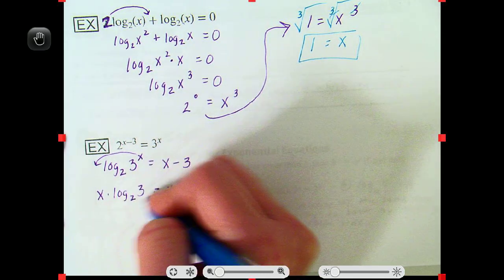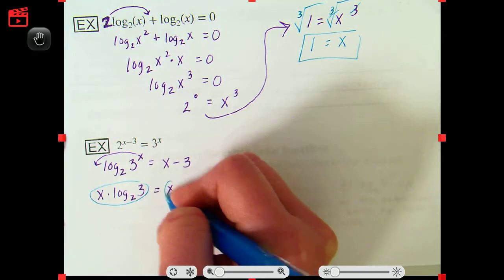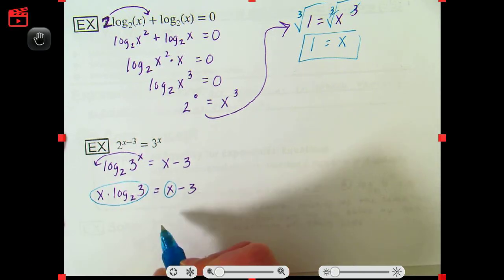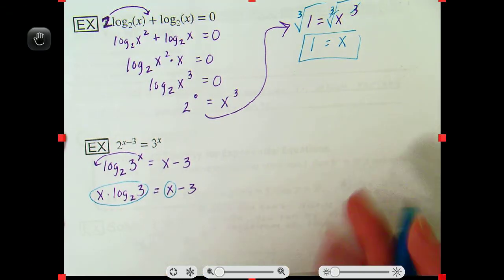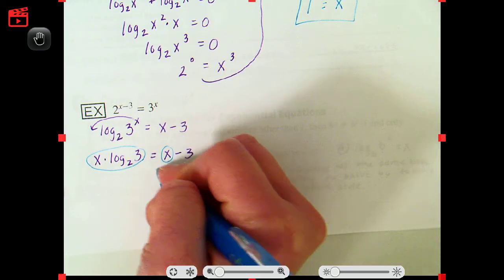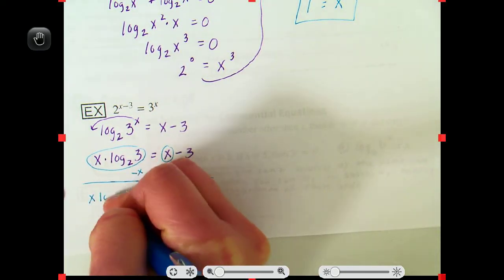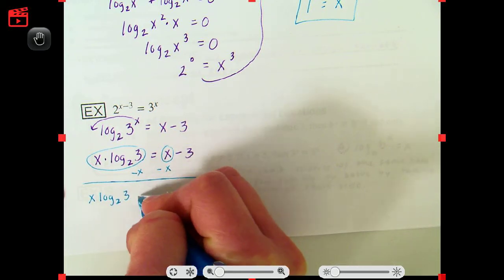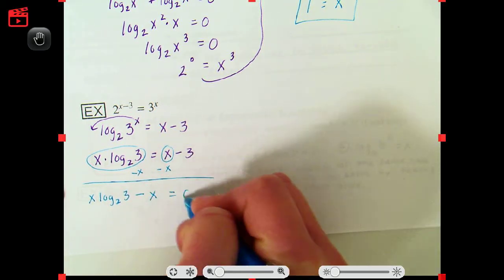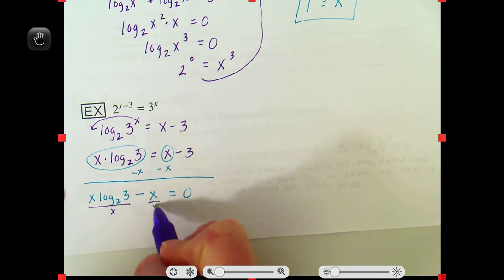So this whole term is an x, and this is an x. I need to get my x's on the same side, so then I can factor out the x's. So I am going to subtract this x over. So I'm going to have x log base 2 of 3 minus x is equal to 0. And since these both have an x, I'm basically going to take an x out of this one and take an x out of this one. Here's me taking the x out.